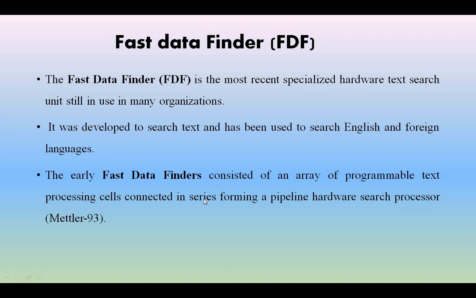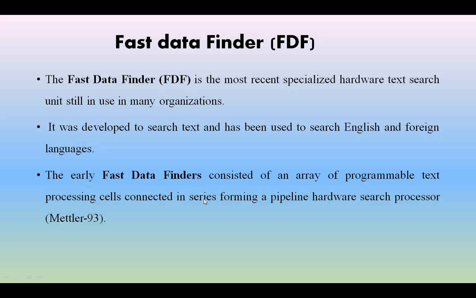So already we have discussed two of the hardware text search systems. One is the GE scan text array processor, and the second one is the fast data finder, that is called FDF. These two are the mainly used hardware text search systems in information retrieval systems. Already we have completed the GE scan text array processor. Now we are going to discuss the fast data finder. What is the use of this fast data finder? How does it extract the text whatever we want?